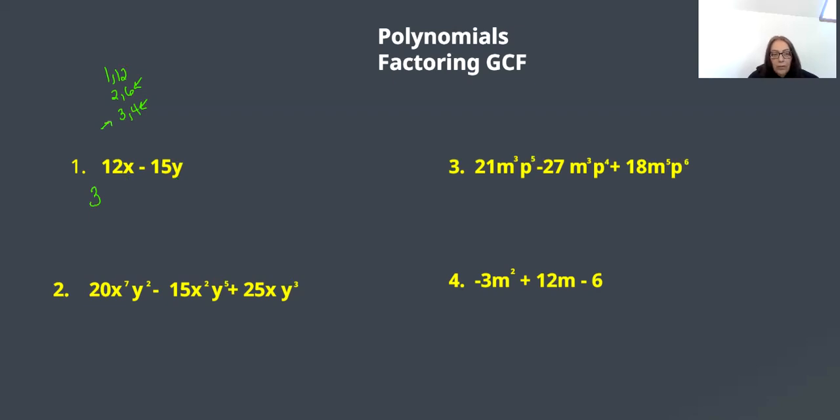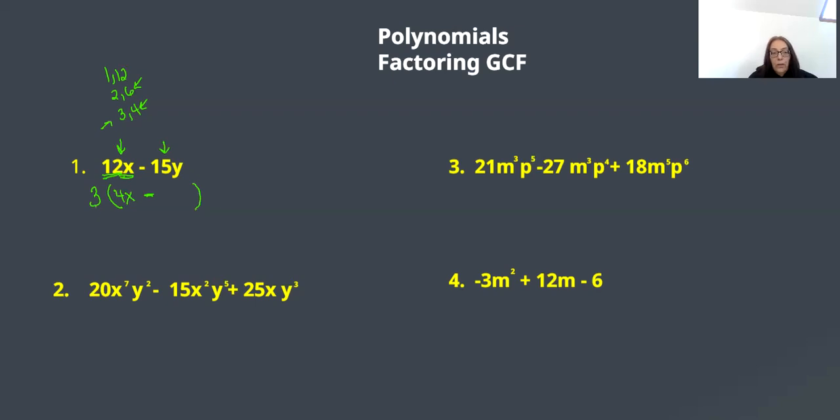So now I'm going to make my set of parentheses. When you look at the original problem, there's two terms here. We've got 12x, negative 15y, which means we have to have two terms in our parentheses. I've got a minus here, I'm going to bring down that minus. So now we need to ask ourselves, 3 times what is 12? 3 times 4. And we've got this little x sitting here, so we got to bring it down. So 3 times 4x is 12x.